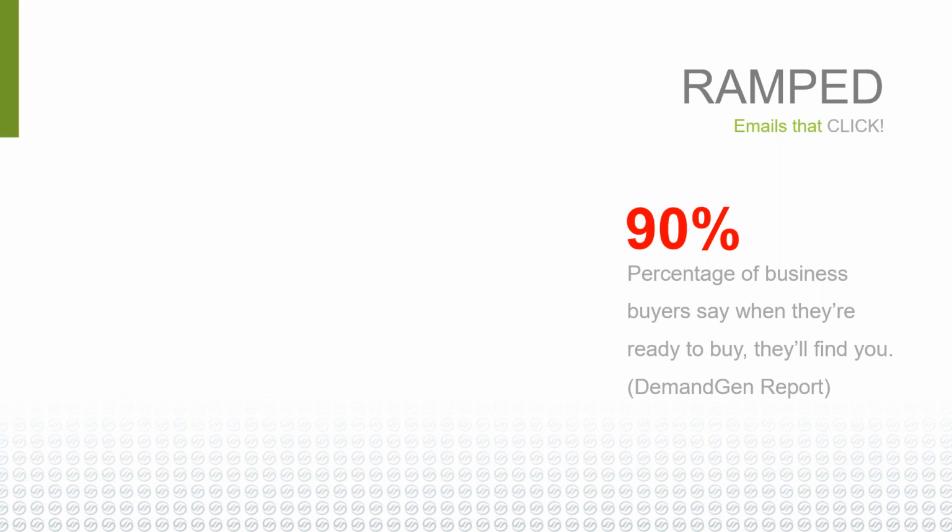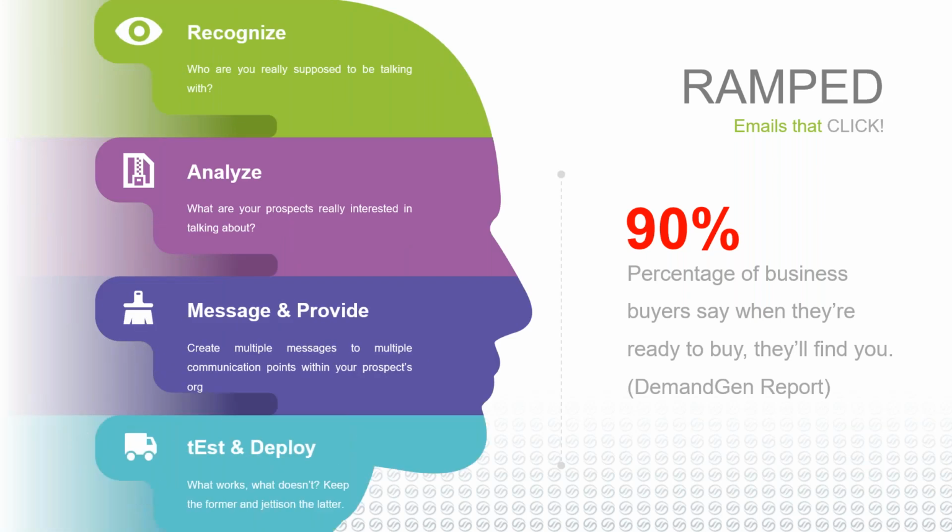So I created this ramped process, and it's 4 parts. I have to recognize who within an organization I'm really supposed to be talking to. I've got to analyze what they do and figure out what they're interested in talking about. I've got to create a message, and I have to provide that message to my prospect at certain points within their own buyer's journey life cycle, right?